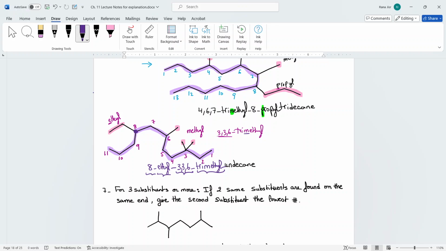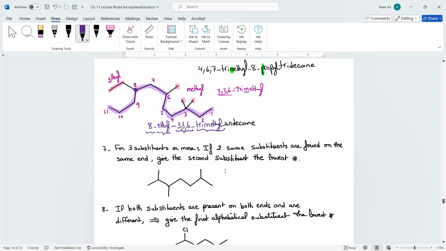So the number of substituents needs to match the number of numbers that you are actually using, because this is what tells you where the substituent is. If you skip the number, then your naming will not be right.